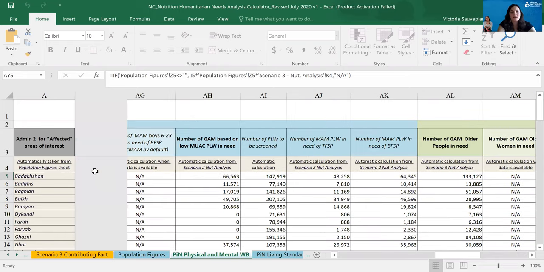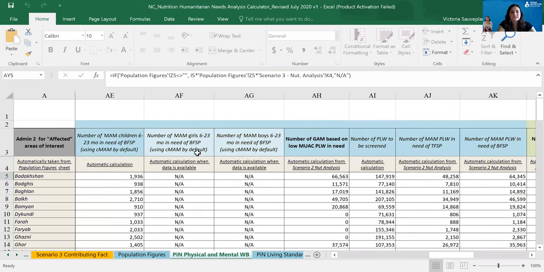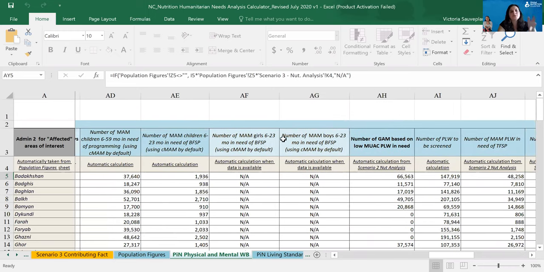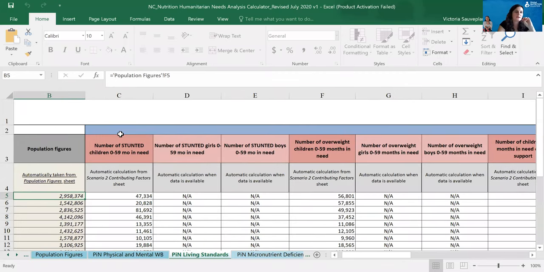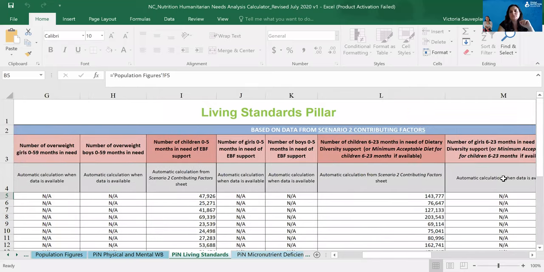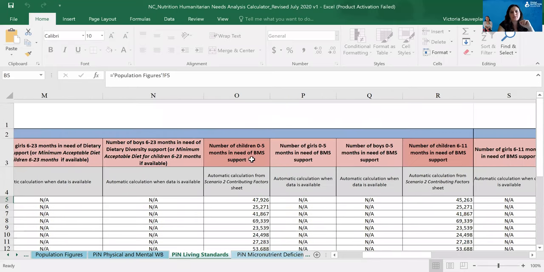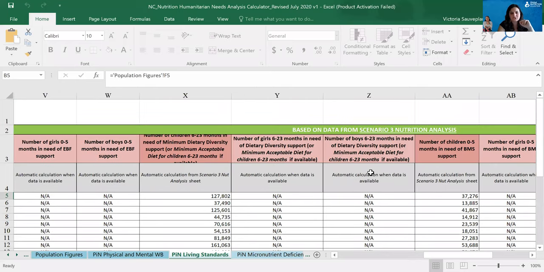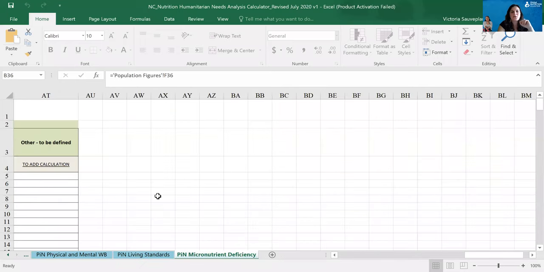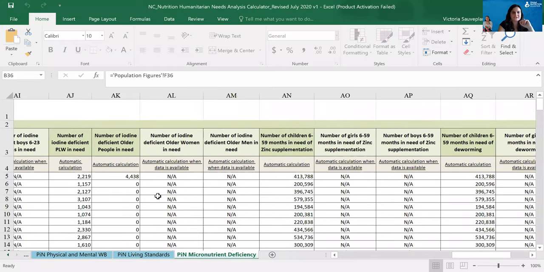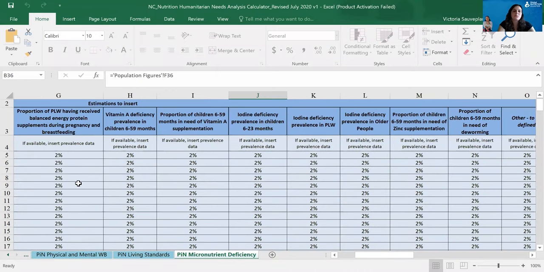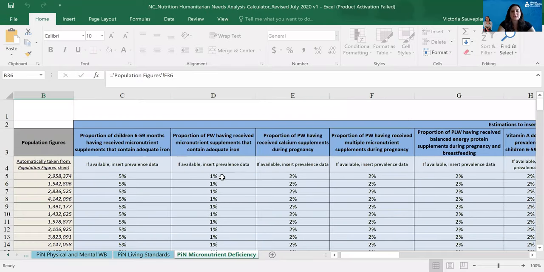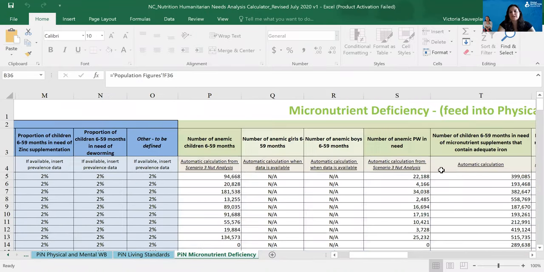Okay. We have this similarly for the living standards. Remember in that classification table, we also have the automatic classification for the various indicators listed here. This is based on data from scenario 2. And if we have data from scenario 3, we would have it included on this side of the sheet. And we now have PIN for all micronutrient deficiencies. A number of these have not been included previously, so we have quite a bit more information and estimations to insert here before the automatic calculation is done on this side.